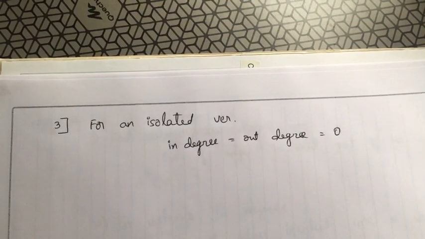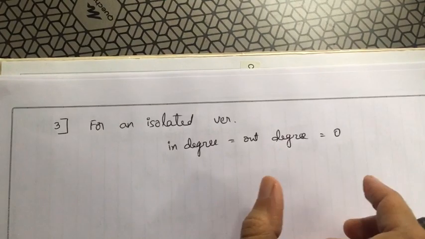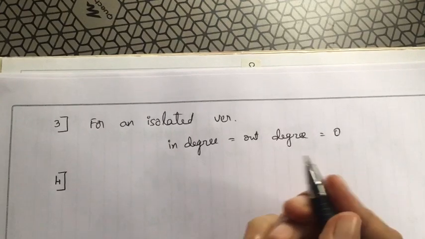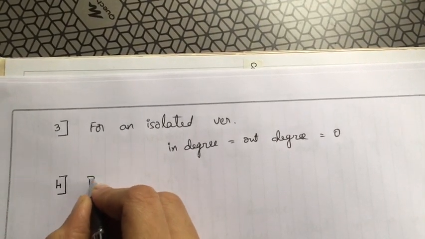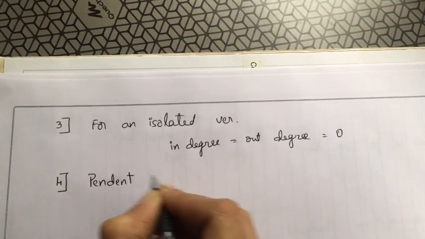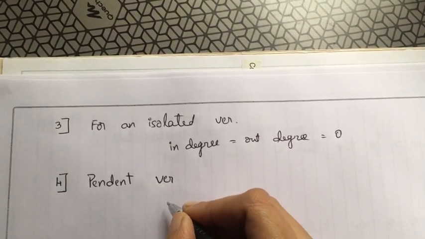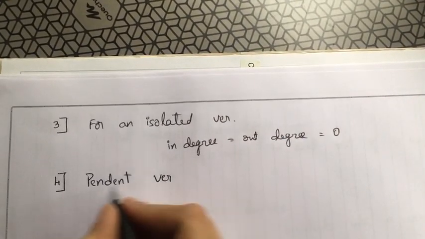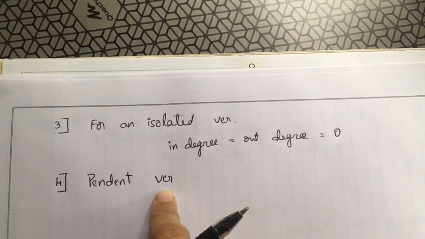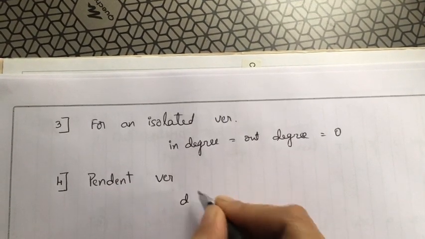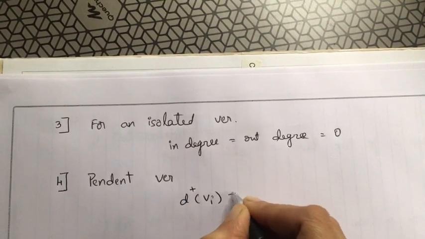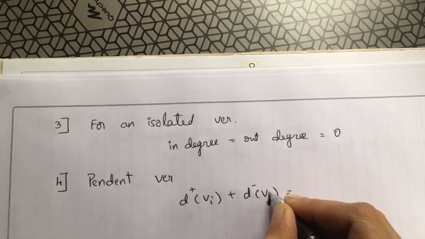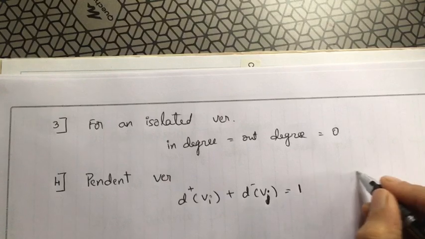And if I have a vertex in a digraph, if it is a pendant vertex, then what happens to its in degrees and out degrees? For the pendant vertex, in degree plus out degree is equal to 1. If the vertex is a pendant vertex in the directed graph, then its in degree plus its out degree is equal to 1. You can check it.